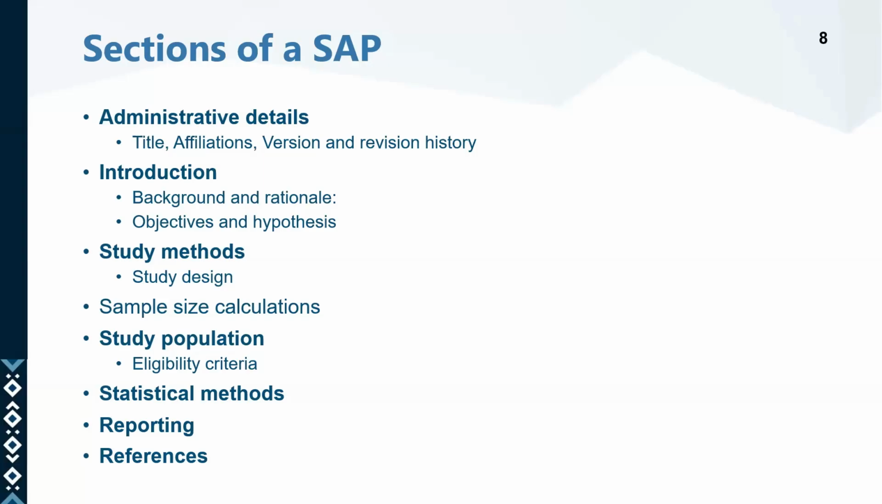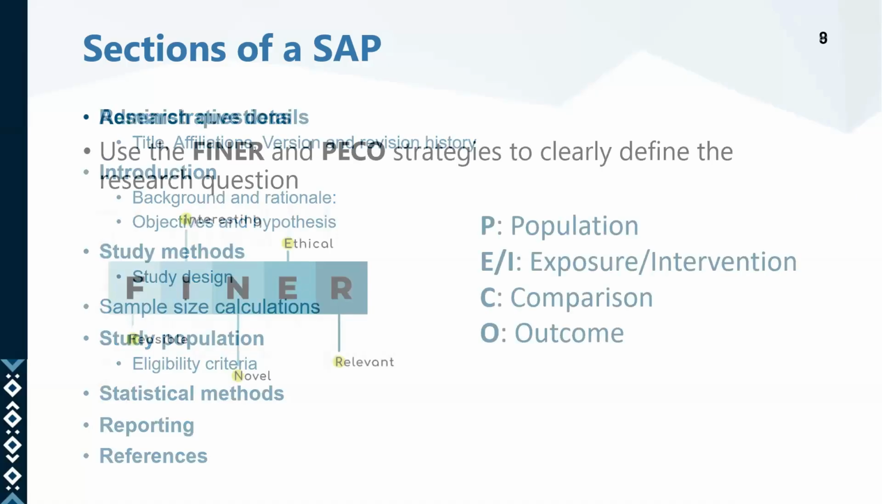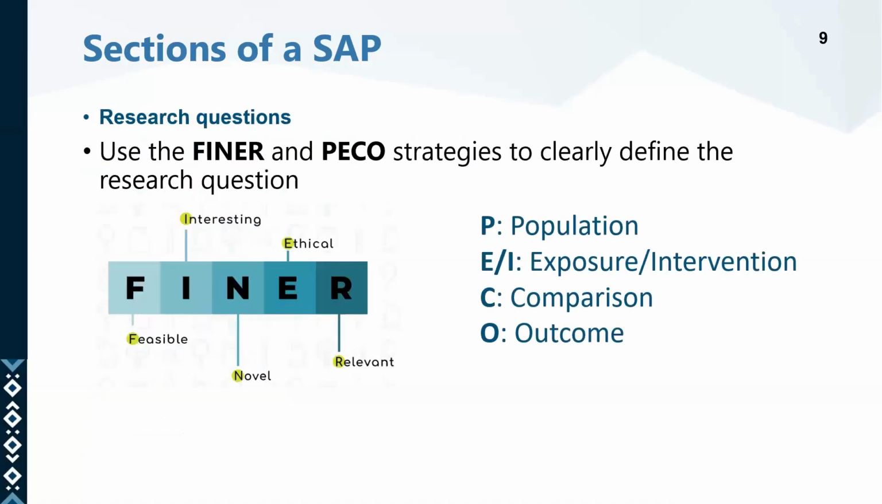So the research question, you have strategies of bringing out an interesting research question. We have the final model and the PICO strategies. This will help you to tailor out the good research question that should be feasible at the end, meaning it should be practical and achievable.